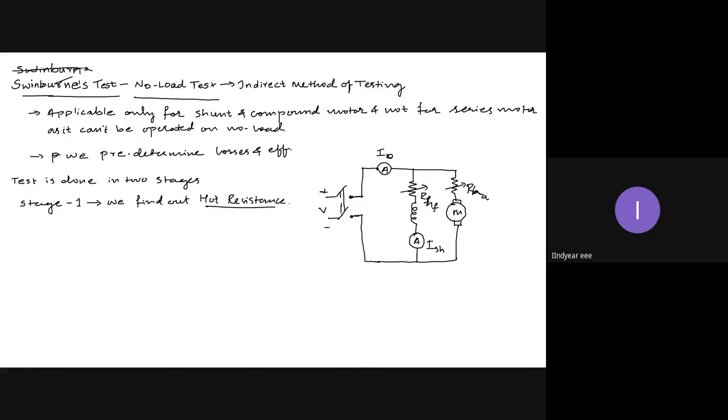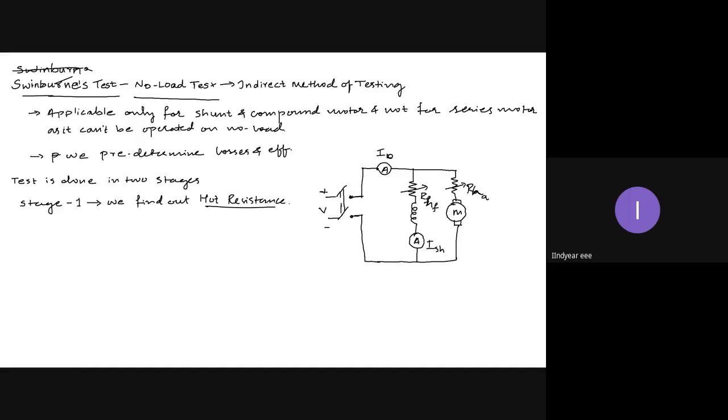So the motor is running at no load in this test. I am not at all loading the motor. So if I find out the resistance of the motor, it will be as good as cold resistance only. But if I want exact copper losses to be calculated under load condition, now I have to transfer this cold resistance to hot resistance value. For that, there is a factor of 1.2.